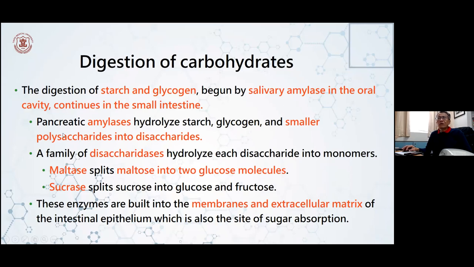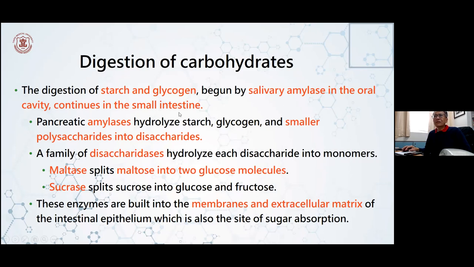There are two important disaccharidases. One is the maltase. Maltase can split the maltose into two glucose. Glucose is a monomer, so we can absorb the glucose. And the sucrase can split the sucrose into the glucose and the fructose.